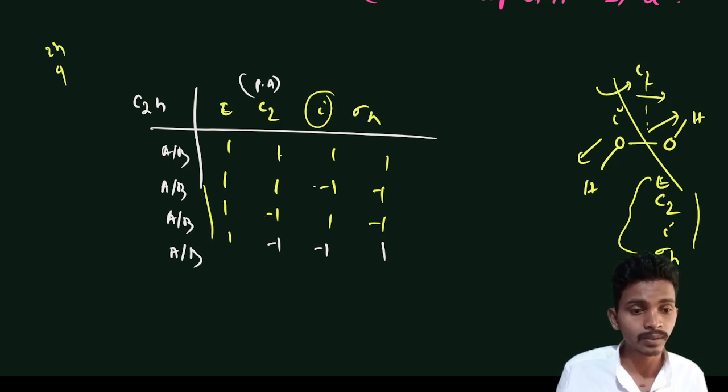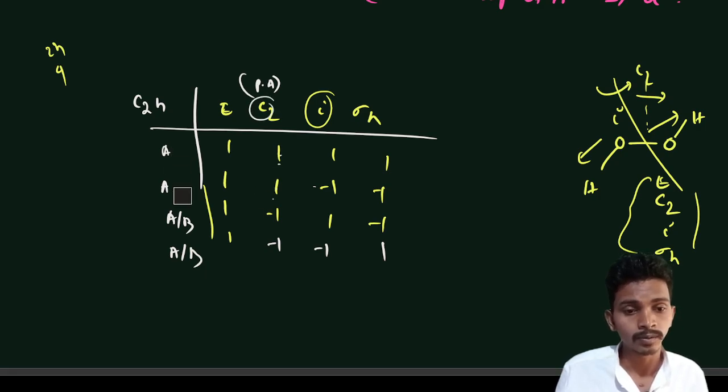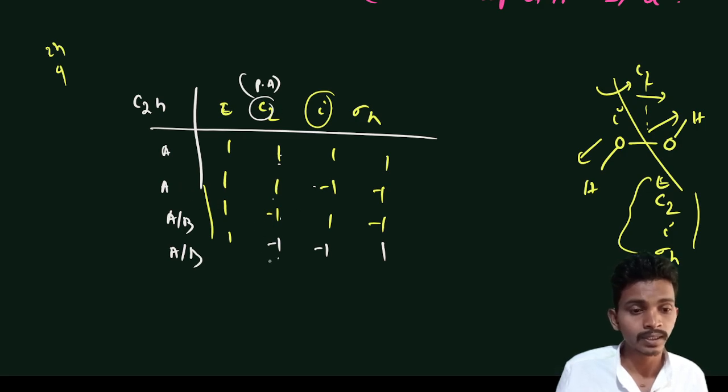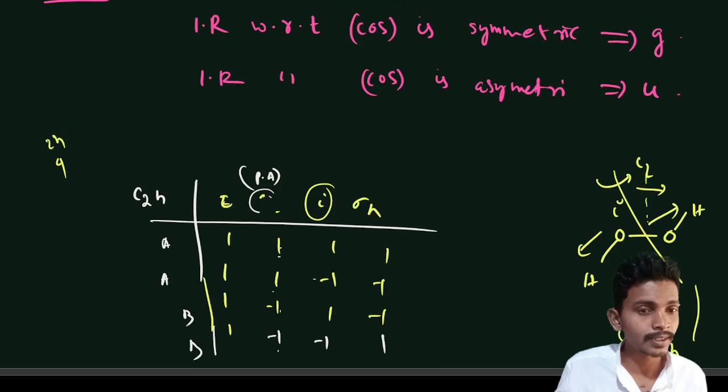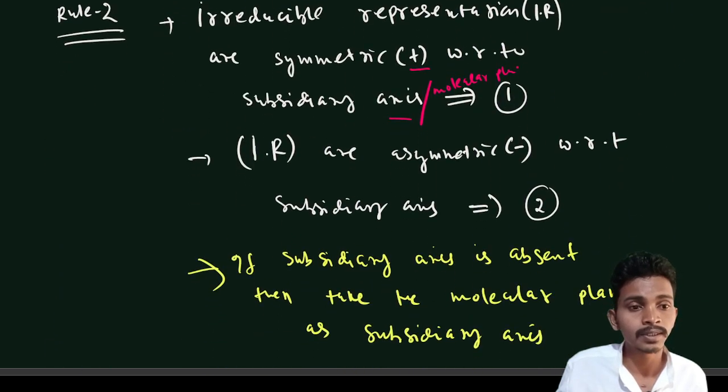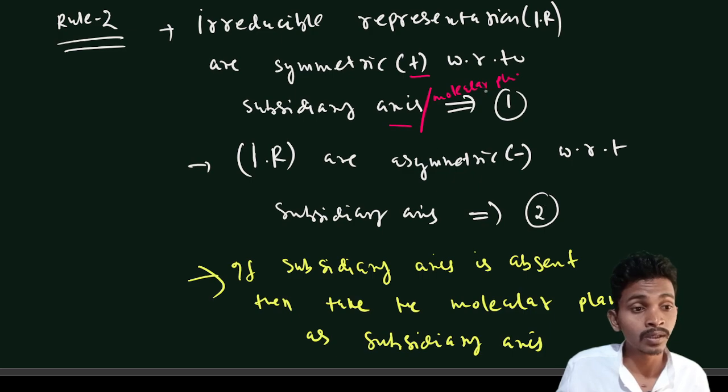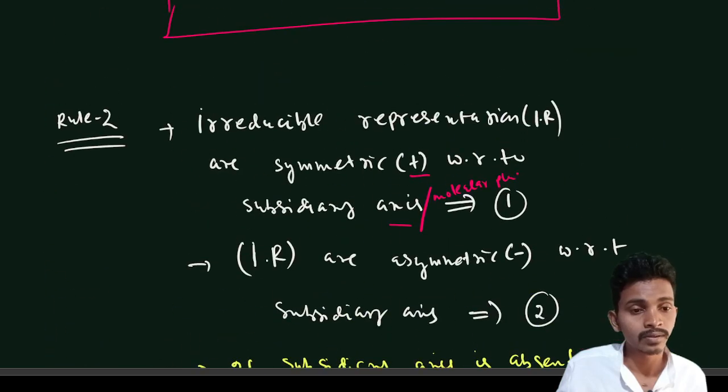So here this is positive, this is positive, the principal axis is positive, then here only A. So I will remove B. If the irreducible representation with the principal axis is negative, then B. Okay, after that rule 2 says, if irreducible representations are symmetric positive with respect to the subsidiary axis, then 1. So here the subsidiary axis is not present, so we will not go.